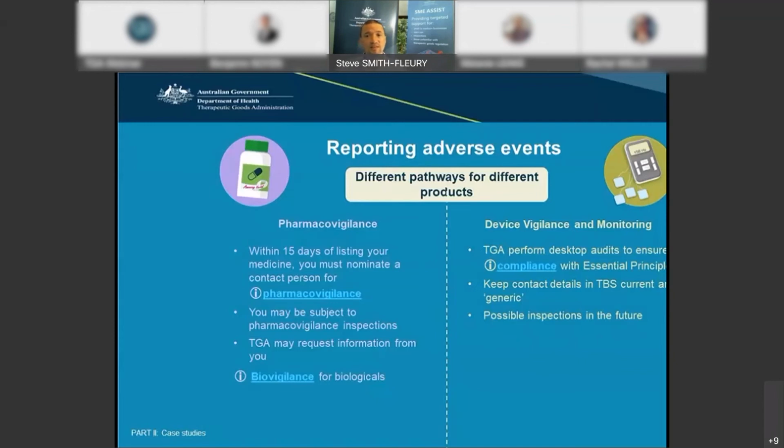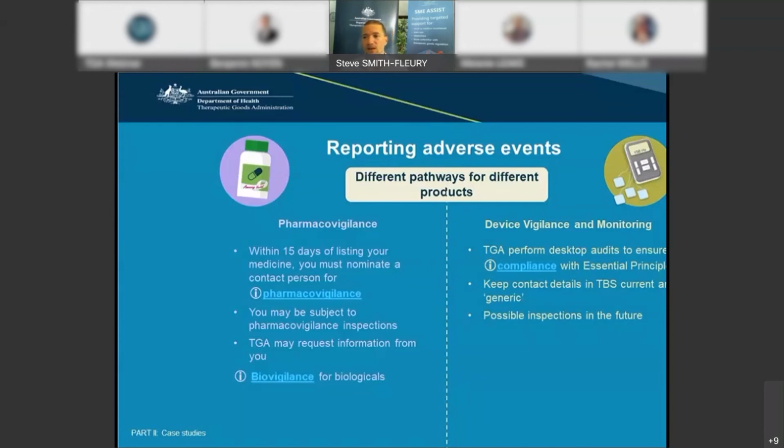For medicine sponsors, it's mandatory that you notify the TGA of your Australian pharmacovigilance contact person within 15 calendar days of your first ARTG entry. We want you to establish and manage a pharmacovigilance system which will help to collect, record, and assess serious adverse event reports. And we need to know who to contact in the case of an unexpected event. You may be subject to pharmacovigilance inspections, which will examine your compliance with the applicable Australian pharmacovigilance legislation and guidelines, of course.